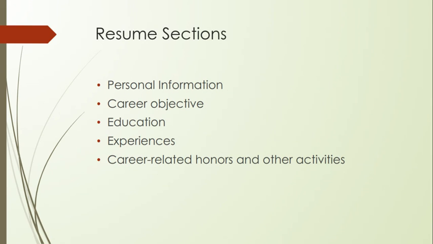There are several different resume sections. Now, guys, we're probably going to use Google Docs or Microsoft Word in order to generate a resume. If you get on Google Docs, you can just type in resume templates and it'll bring it up and you'll be able to see what it kind of looks like. But when we're generating a resume, there are certain sections that are always going to be included. Number one is personal information, career objective, education, experiences, and career related honors and activities. So, a couple things. Personal information. One of the biggest key parts is that you're going to need to put an email address.